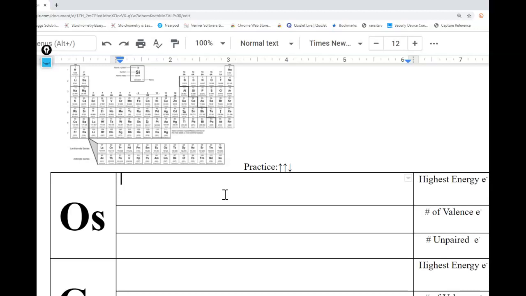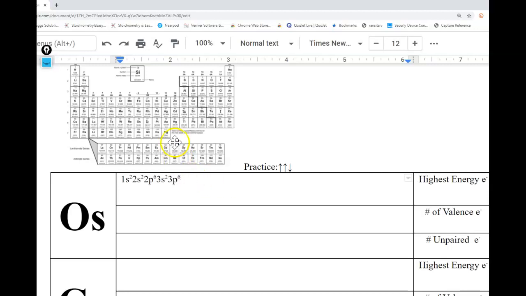And remember, we always start from the beginning. So this is going to be 1s2. To get the 2 in the upper right hand corner, you're going to press Control and period at the same time, and that's going to give us the superscript. So then I'm going to go 2s2, and to go back, you press Control and period again. So now 2p6, and then 3s2, and 3p6.